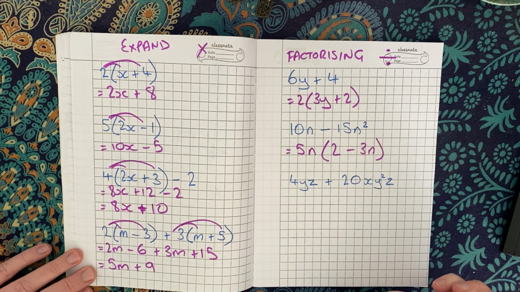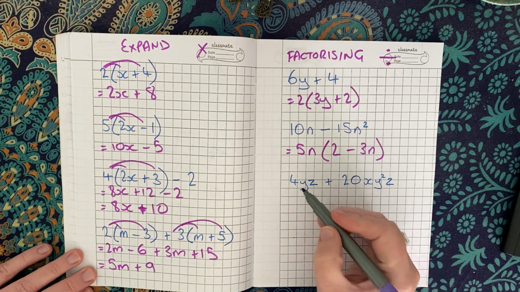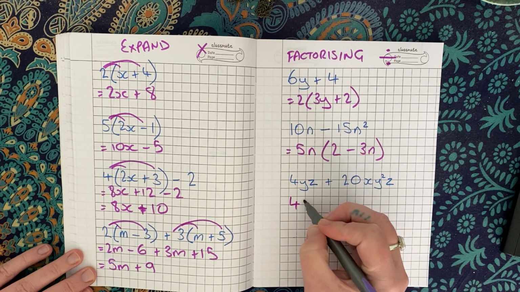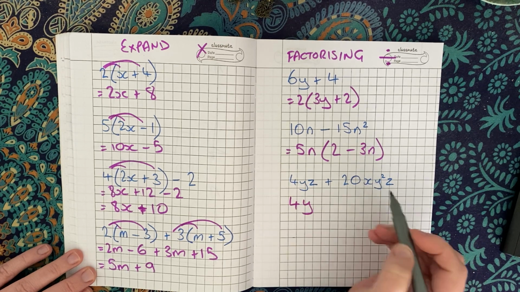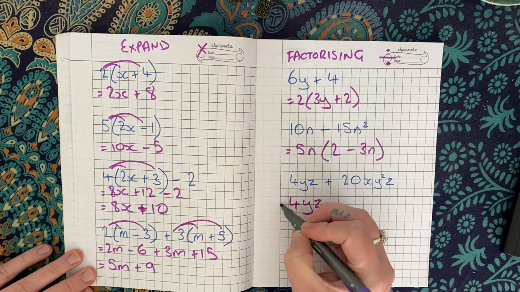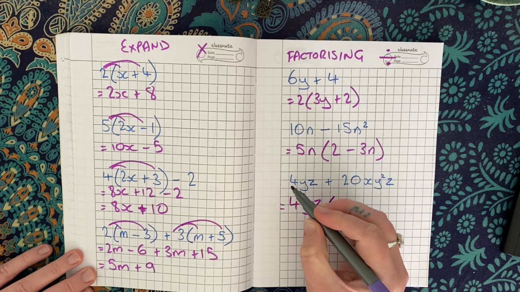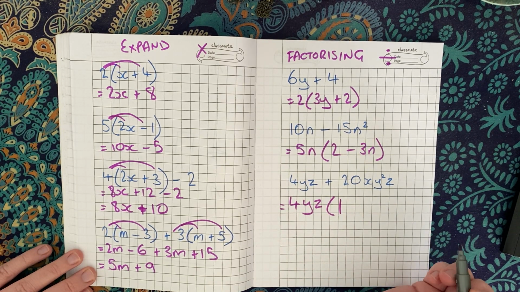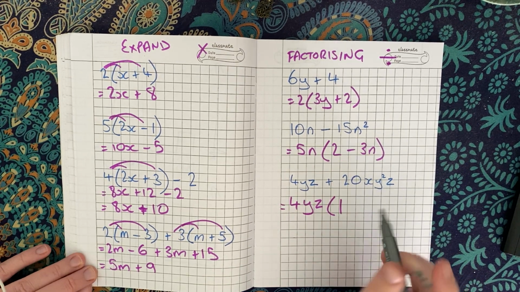Now here there are even more things in common. So I can divide both of these by 4, I can divide both of them by y, and I can divide both of them by z. They have all of these things in common. So 4yz divided by 4yz is 1. So sometimes people make the mistake of saying, oh, well, it just disappears. No. Anything divided by itself is 1.